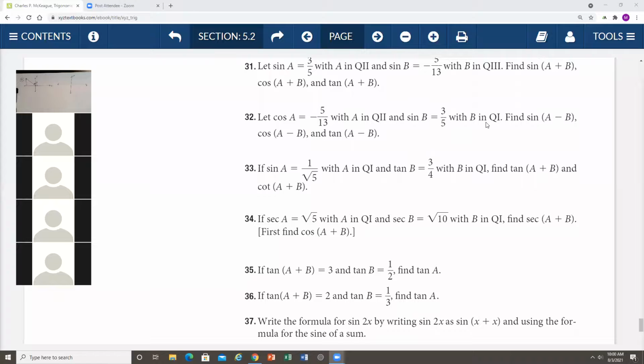Angle B is in the first quadrant, okay? So angle B is in the first quadrant. So we will have a terminal side in standard position of angle B in the first quadrant, drop a perpendicular down to the x-axis and build the right triangle. All right. That's the first thing you want to do with this problem here, number 32.